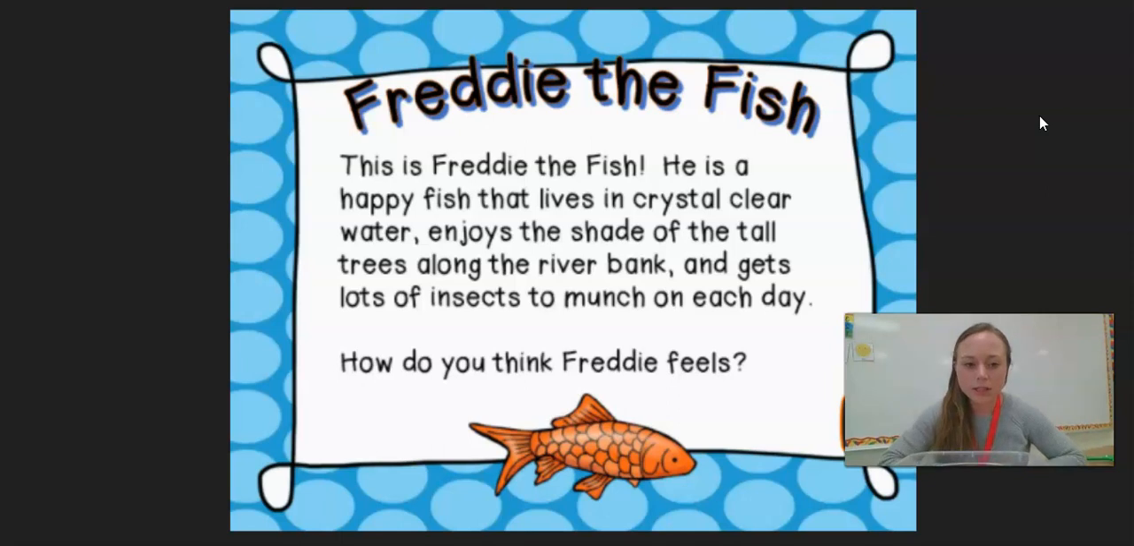Freddy the Fish. Here he is. Ooh, he's hopping out of the water. He is a happy fish that lives in crystal clear water. Yep, his water is beautiful, crystal clear. He enjoys the shade of the tall trees along the river bank and gets lots of insects to munch on throughout the day. How do you think that Freddy feels? How do you think he feels now? He sounds pretty happy to me. Living life under the shade of the tall trees and nice clean water.